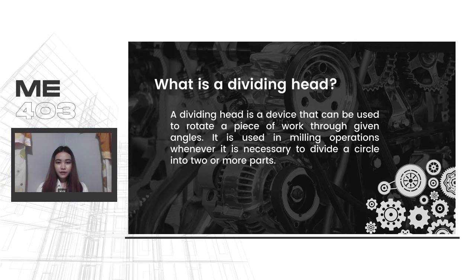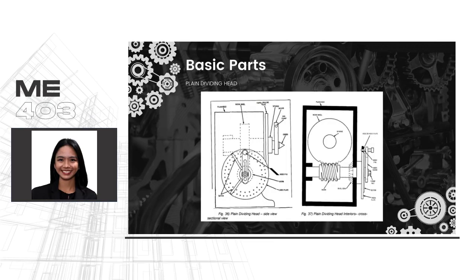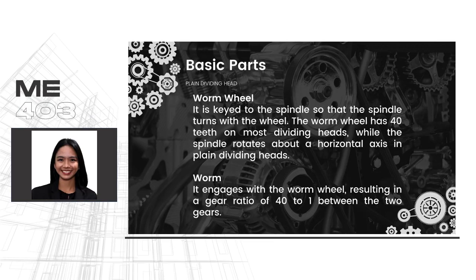Moving on to the milling dividing heads, which are used to rotate a piece of work through angles, commonly for dividing a circle into equal parts. These heads are classified as plain, universal, and helical. The worm wheel, with 40 teeth, is keyed to the spindle for core rotation, on which the worm operates with the worm wheel at a 40:1 gear ratio.